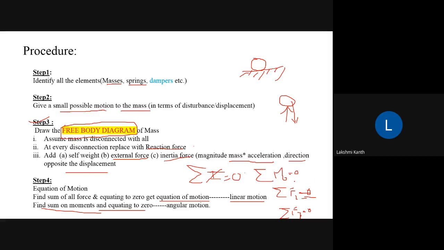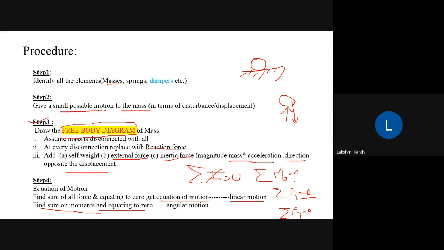So this is the procedure. If you follow it and choose either method, in terms of force or in terms of energy, you are able to develop a mathematical equation in an easy way. In our discussion, we are going to use this equilibrium method. Equilibrium method, in the sense that we are going to use the force equations. Clear?